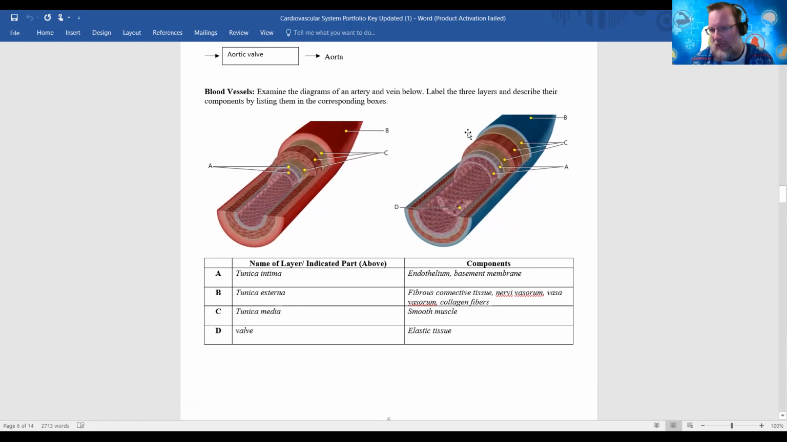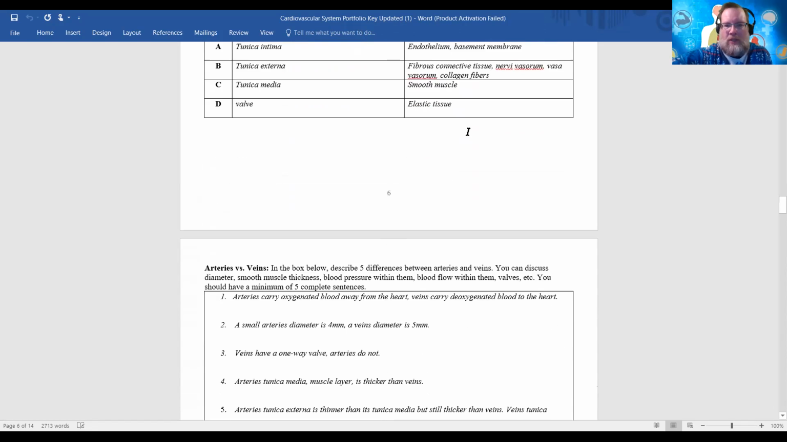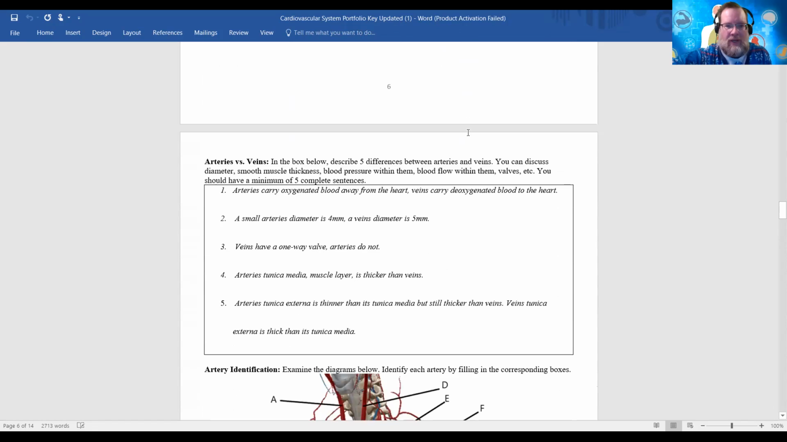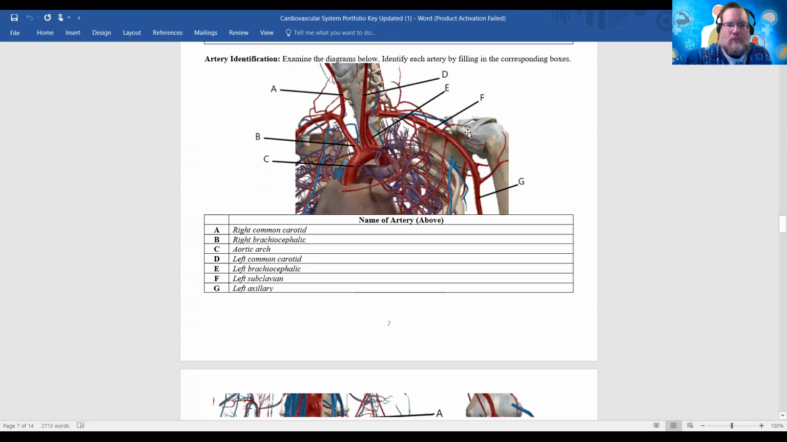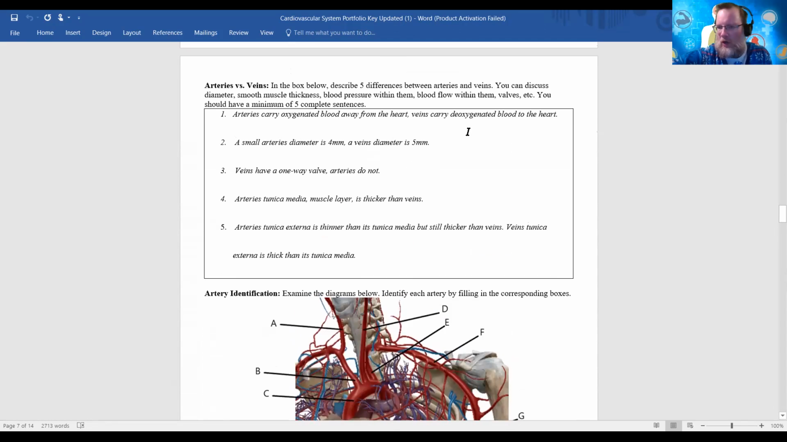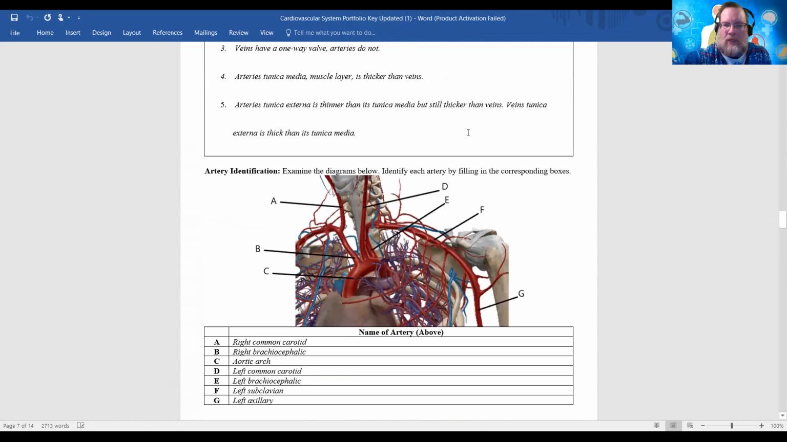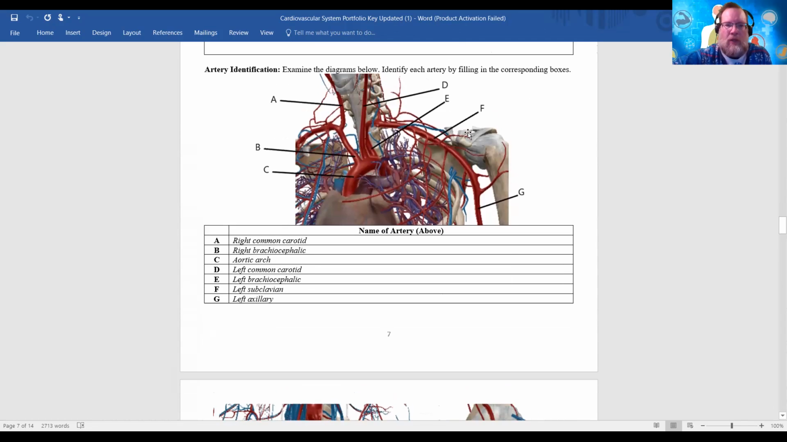And then we had our layers of blood vessels that we went through on Tuesday. We have the three tunics, the intima, media, and externa. So you want to take a peek at those. And there's a valve over there with the vein. I think I eliminated this arteries versus veins box. I don't think you guys have to do that. And if you did, you could do it without any trouble.